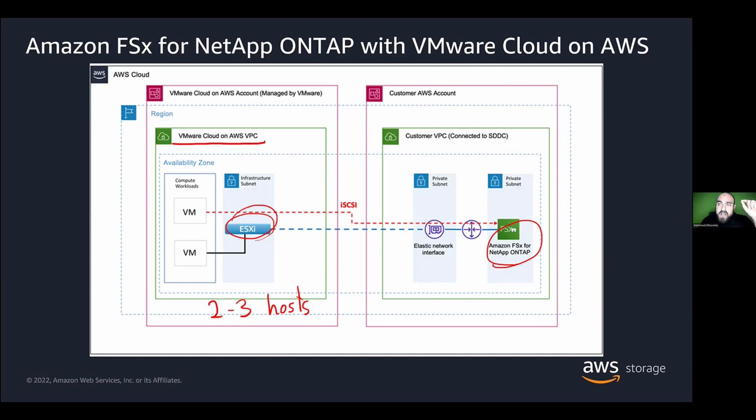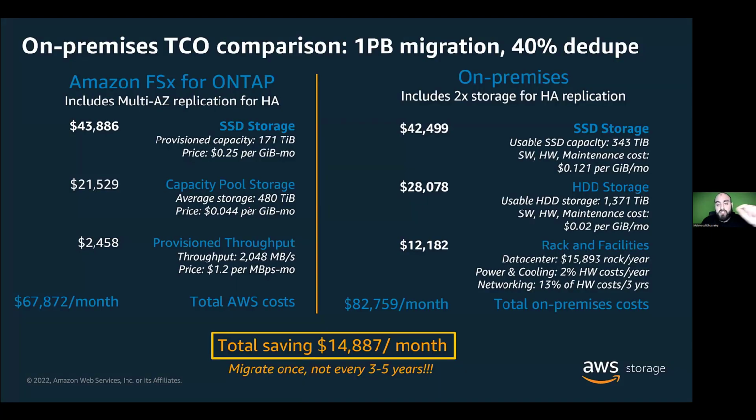And just to show you how effective this is, I'm going to share with you a couple of pricing examples that we have seen. On the left-hand side, you would see a customer who is trying to build for a 1 petabyte project. They want to migrate to cloud. They see value from using VMware on AWS.